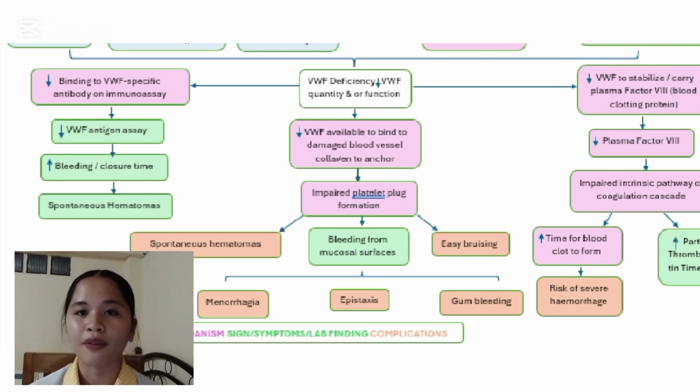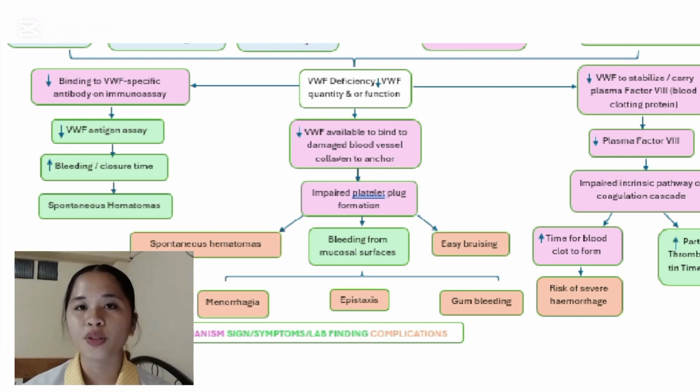With von Willebrand factor deficiency, less von Willebrand factor is available to bind the collagen and facilitate this process, thus weakening the formation of a platelet plug. This leads to the bleeding symptoms, because the inability to form a proper platelet plug leads to the various bleeding manifestations, which are characteristic of von Willebrand deficiency.